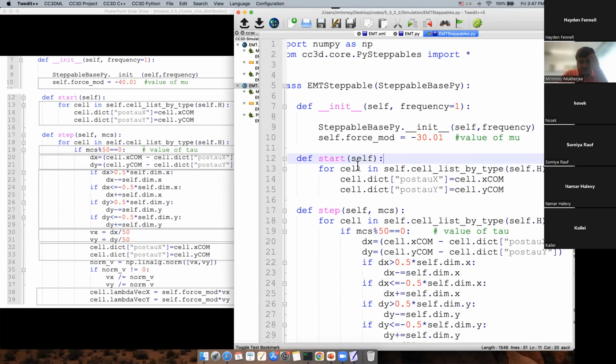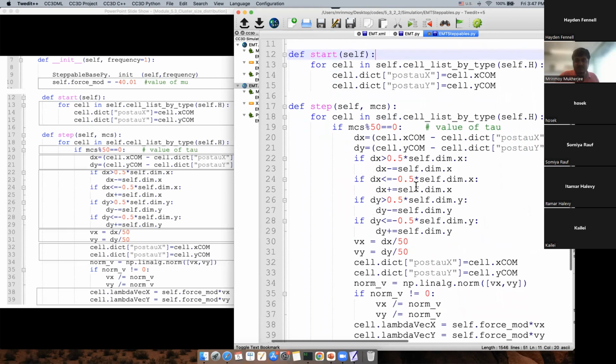If you go to the start function of this steppable, we'll only consider changing the velocity of the edge cell only. So for the edge cell, just store the X and Y coordinates of the center of mass in a dictionary. I call it position tau X and position tau Y. You can name it anything. This is in the start function.